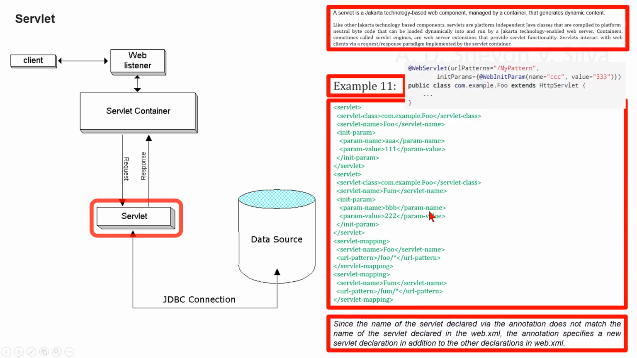As an example 11 here, since the name of the servlet declared via the annotation does not match the name of the servlets declared in web.xml, the annotation specifies the new servlet declaration in addition to the other declaration in web.xml.